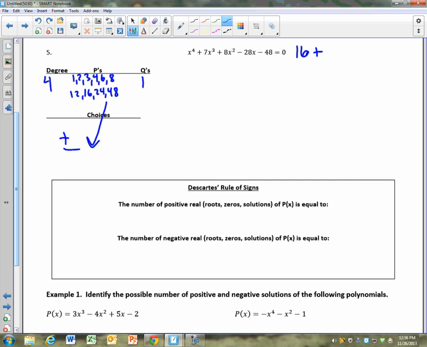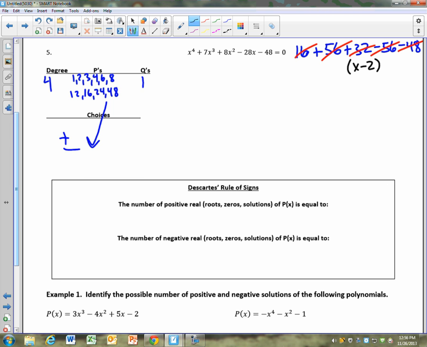2 to the 3rd is 8 times 7 is 56. 2 squared is 4 times 8 is 32, and 28 times 2 is 56. Well, look at that. The 56's cancel, and then 16 and 32 make 48, which cancel with the -48, so it makes 0. So, which number worked? 2.